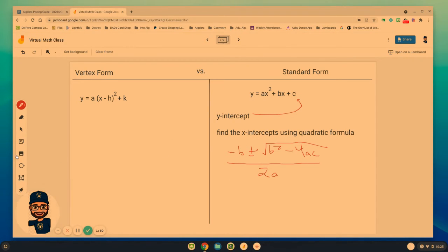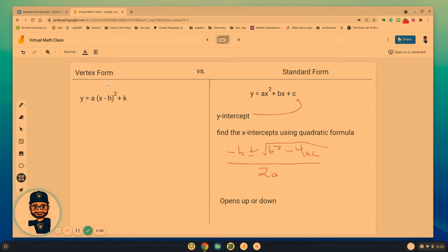We can also tell, I don't want us to forget, if it opens up or down based on that a value. So we can tell that pretty quickly, and whether it's going to be wider or narrower. But those are the main ones for standard form.